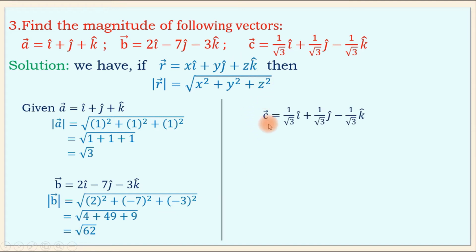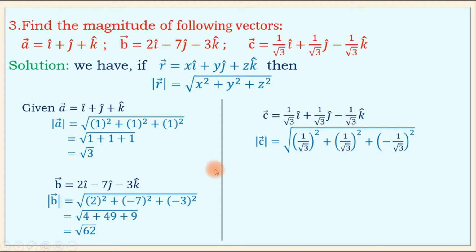Next, given c vector equals 1 by root 3 i cap plus 1 by root 3 j cap minus 1 by root 3 k cap. Hence its magnitude is square root of 1 by root 3 whole square plus 1 by root 3 whole square plus minus 1 by root 3 whole square. That is square root of 1 by 3 plus 1 by 3 plus 1 by 3. That is nothing but square root of 3 by 3, which is equal to 1. Since magnitude of c vector is 1, hence we can call this c vector a unit vector.